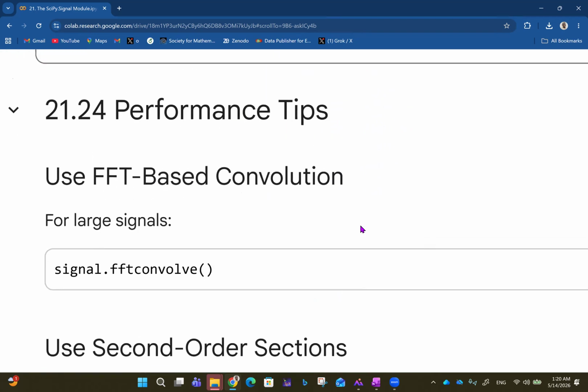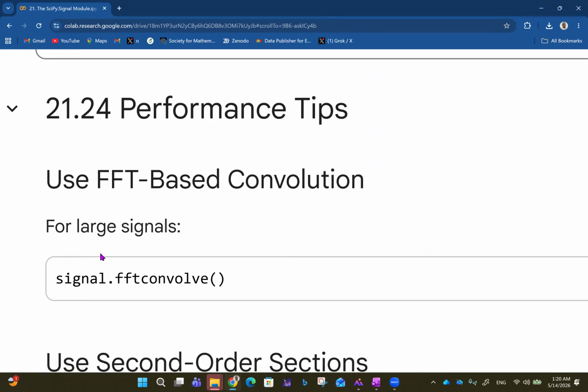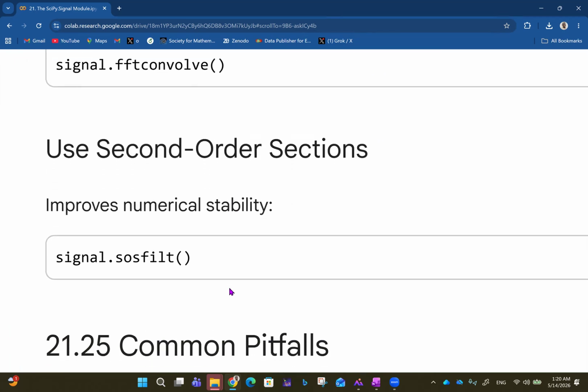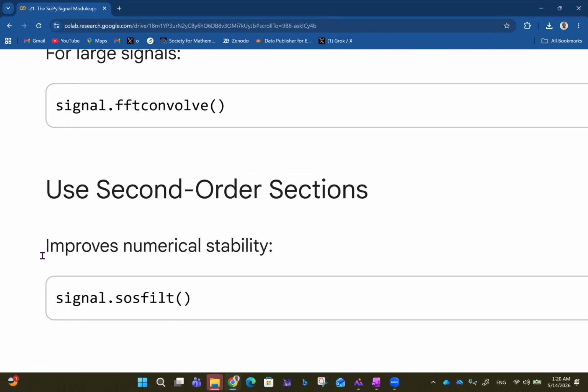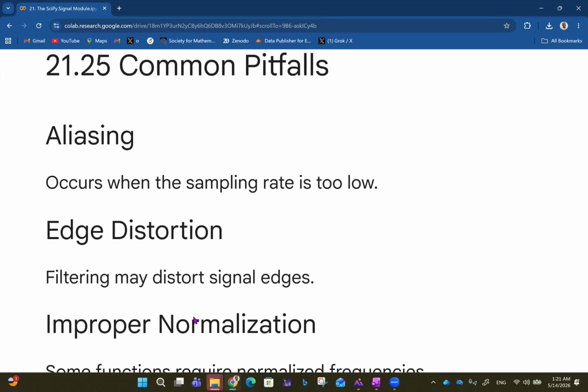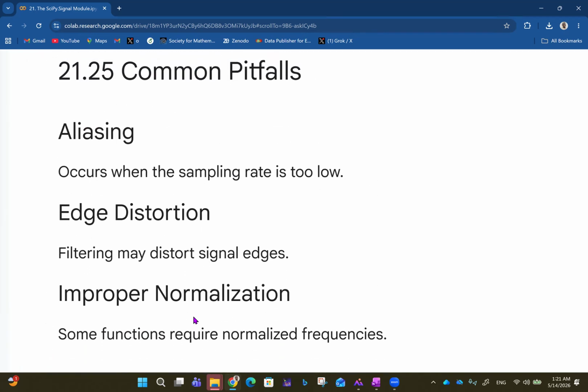So you need to use FFT-based convolution for large signals. So that's signal.fftconvolve. Then use second order sections, which improves numerical stability. So you have signal.sosfilt, and then you have common pitfalls like aliasing, which occurs when the sample rate is too low.